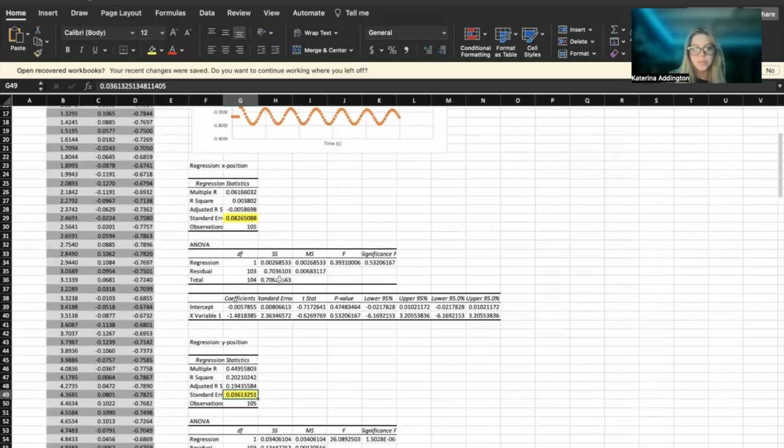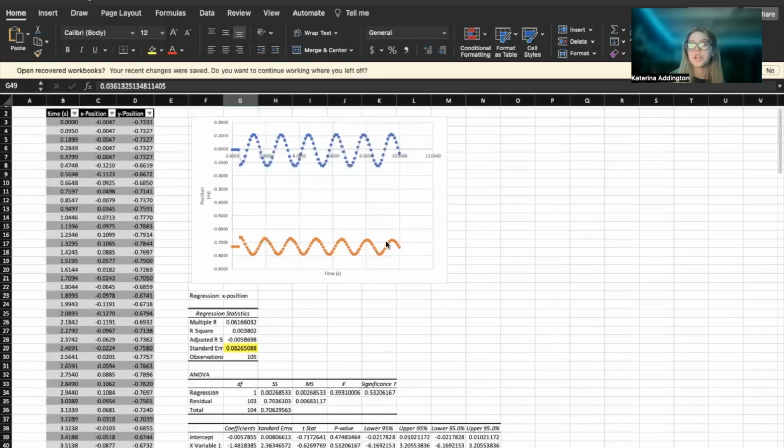I did some comparisons between the X position and Y position, and the standard error for the differences in the Y positions, which is down here, about 0.04, is significantly lower than for the X positions, which is 0.08. So this is comparing how different the X and Y values are for the computational model and the observed.